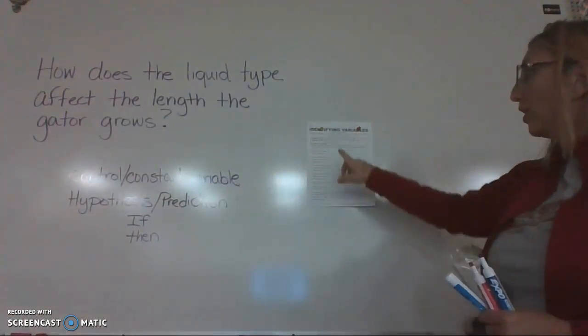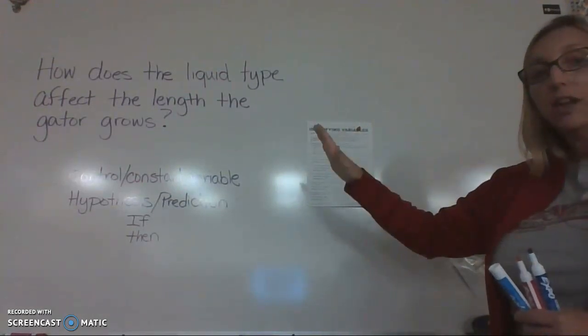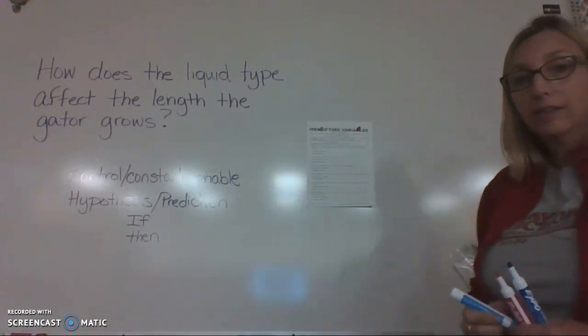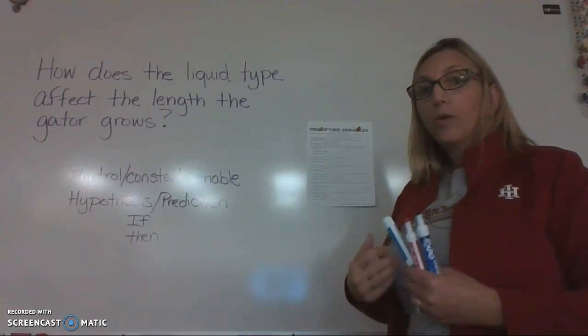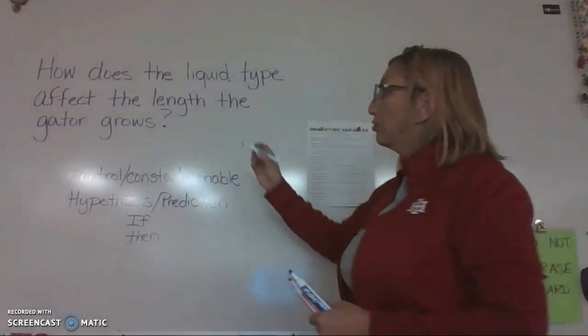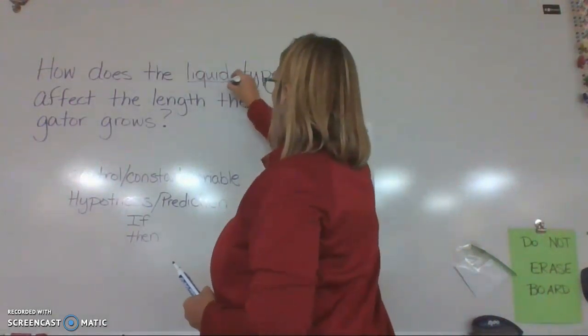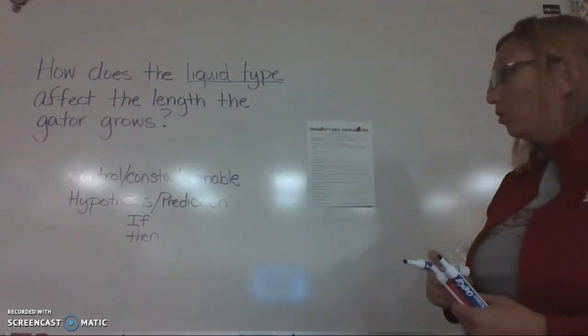The independent variable is the variable that is changed by the scientist. So remember when we were setting this up, we determined which liquid types we would use. So liquid type, I would underline because that is our independent variable.